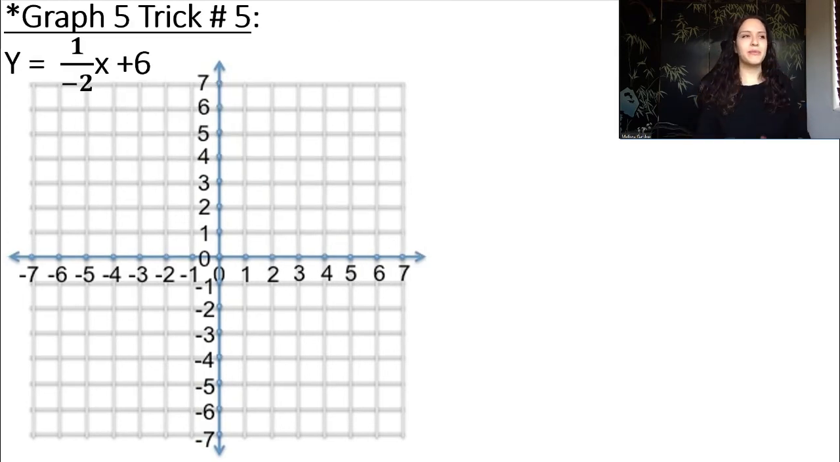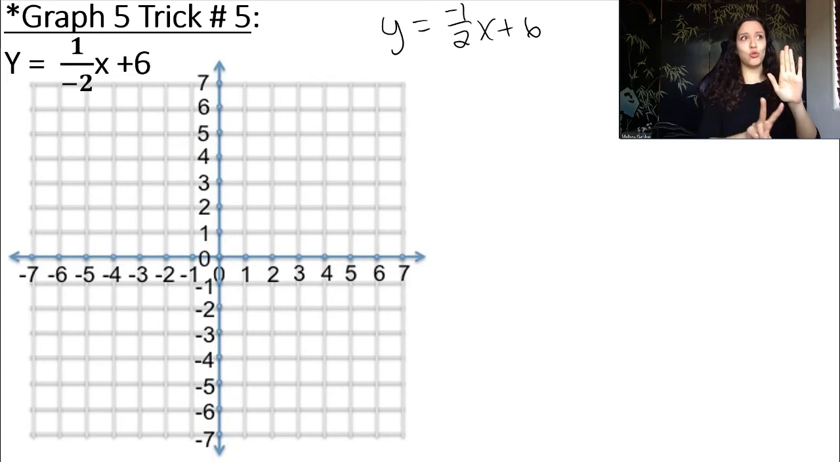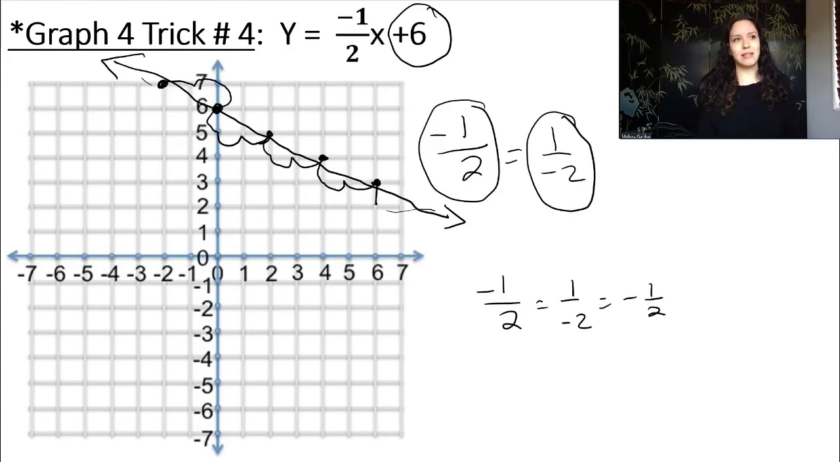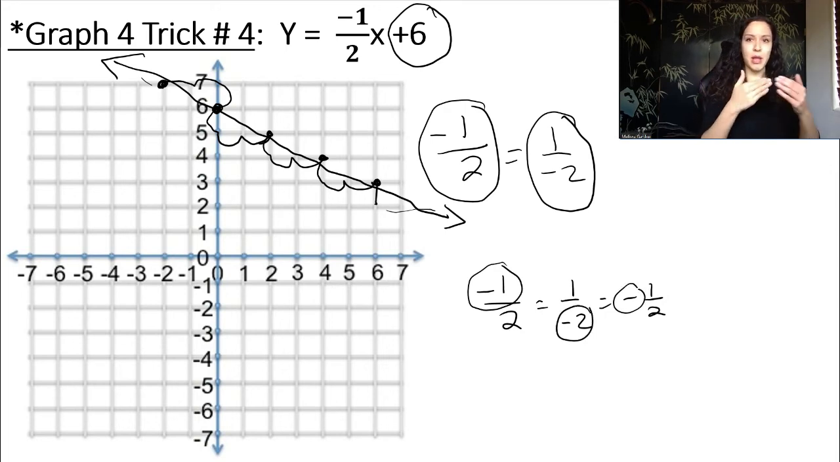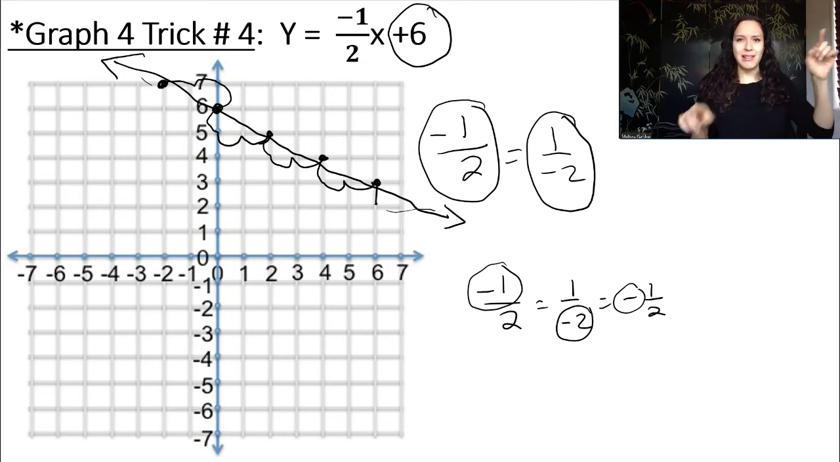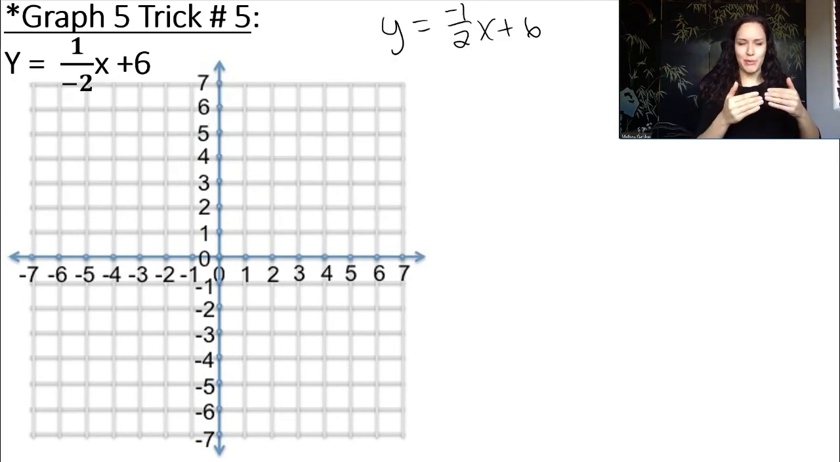Okay, well, what about this one? The last problem was y equals negative 1 over 2x plus 6. Remember how I mentioned on the last slide that it doesn't matter if the negative is at the top, the bottom, or in the middle, it still makes it a negative fraction. In the end, you'll still get the same exact line because it's the same exact problem. Watch. Go ahead and try this. Press pause and then come back.